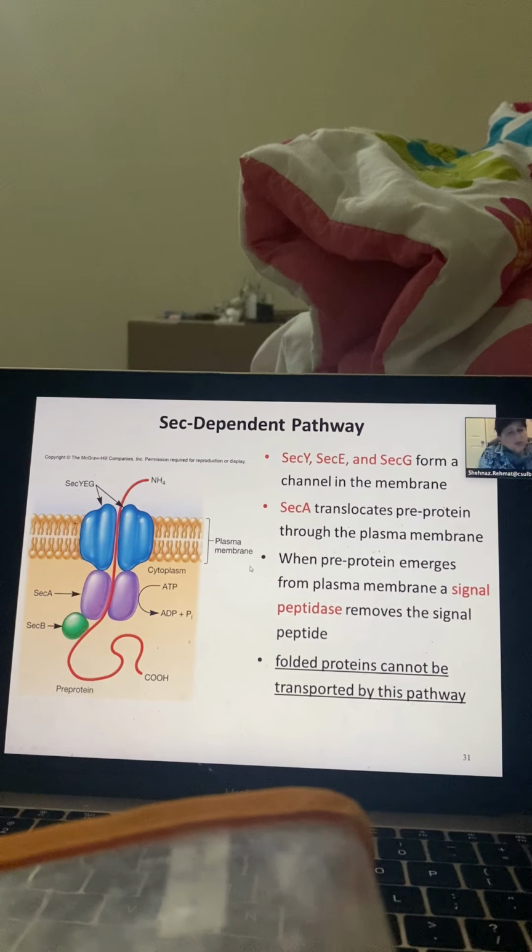So the limitation of this transport system is that your folded proteins cannot be transported by this pathway. They have to stay unfolded in nascent form to be able to transport it across this way. And once they are on the other side of the membrane, then they will start to fold and come into the active form.